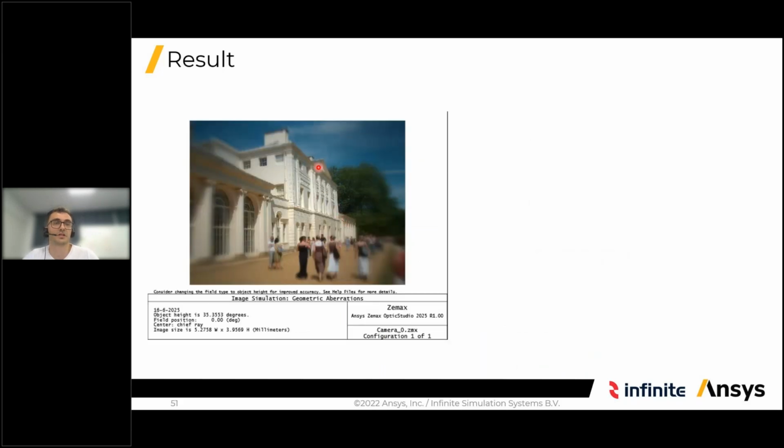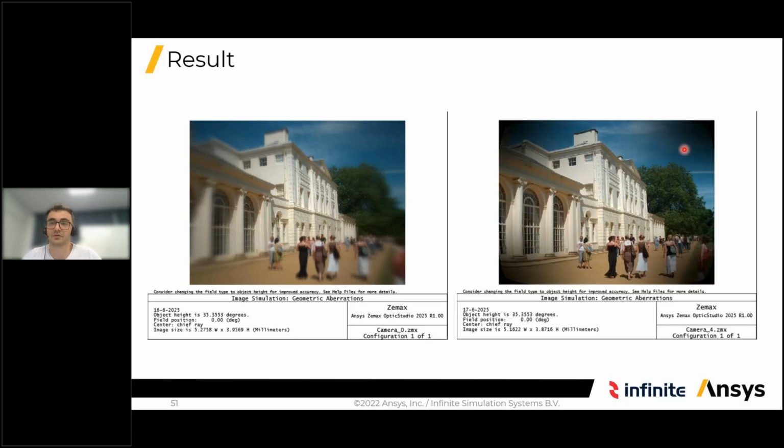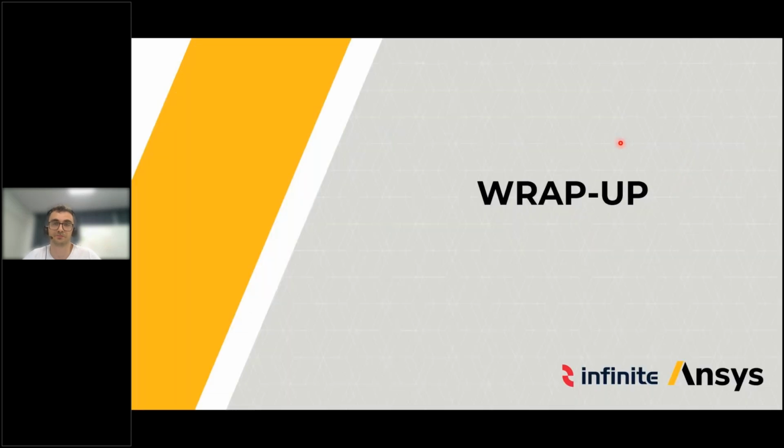So this is the design that we started with. It was very blurry at the edges. And this is what it looks like now. It is much clearer now, although we have a little bit of dark spots at the edges now. So we can continue optimizing it to get rid of this problem. But for today, we are happy with the results. So we will wrap up and I will give the word again to Tisa.